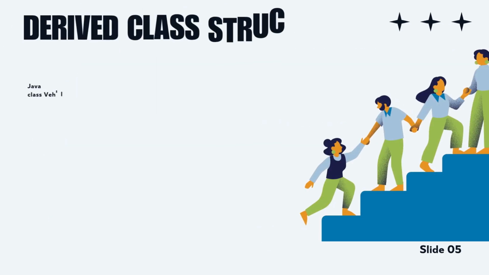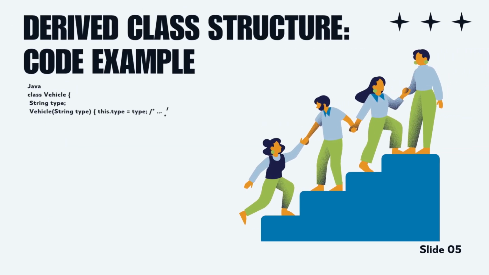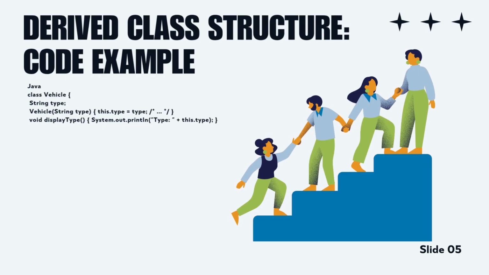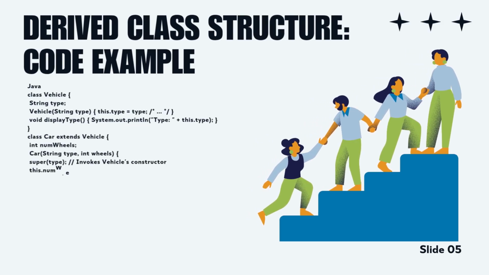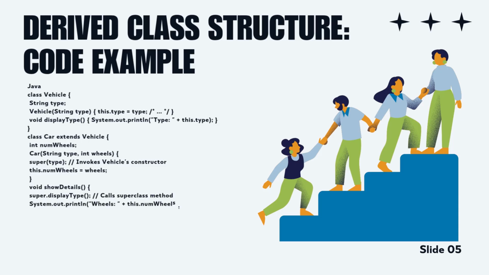This code block shows derived structure clearly. The Car class uses super(type) in its constructor to invoke the Vehicle class's constructor. Later, the showDetails method uses super.display(type) to explicitly call the superclass's method implementation.